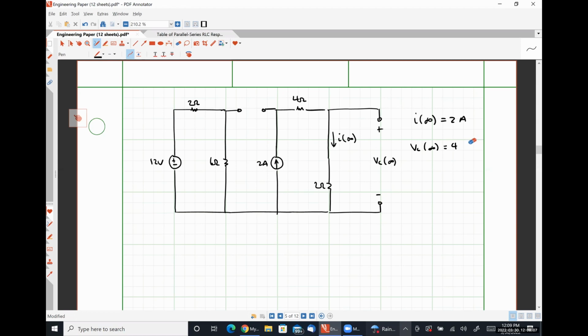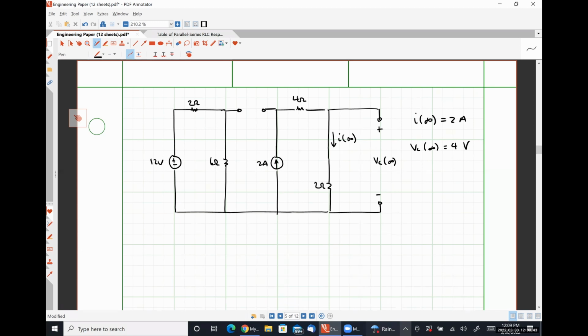Okay, so to summarize what we've done to this point, we have determined that our circuit is a series RLC circuit. We have calculated alpha and omega naught and determined that we have an underdamped circuit. We have analyzed the circuit at t equals 0 minus, at t equals 0 plus, and at t equals infinity. We are now ready to use the table.